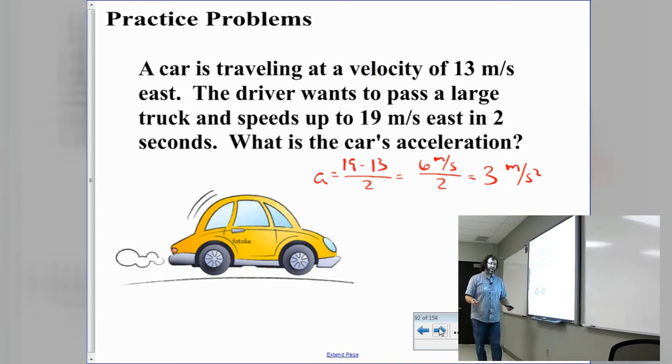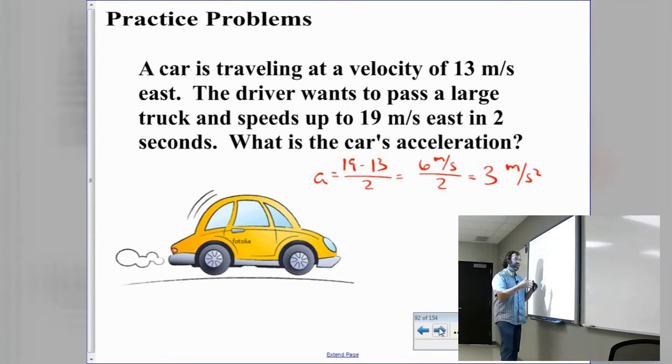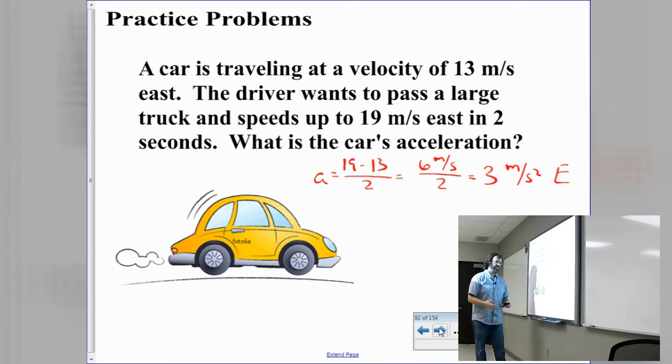And one thing we kind of didn't talk about in the last slide was that acceleration is a vector quantity. So it has an amount. In fact, here the amount comes out as positive. So again, that kind of gives us a clue as to what's going on. But it's moving to the east, so that would be our direction component to acceleration. So 3 meters per second squared east would be our acceleration.